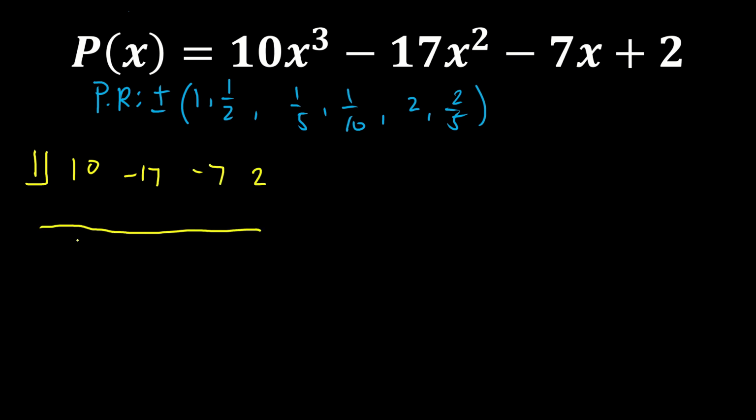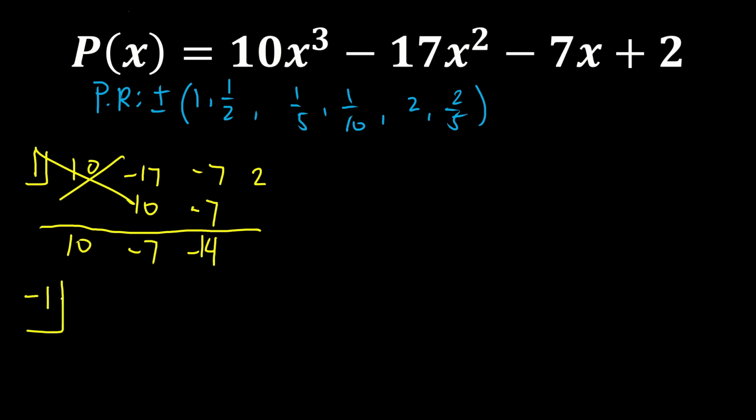So, bring down 10. 10 times 1 is 10. Negative 17 plus 10 will give you negative 7. Negative 7 times positive 1 is negative 7. Then obviously, ito ay magiging negative 14. And this will be not equal to 0. So, wag na natin ituloy. Huwag natin pahirapan yung sarili natin kasi alam naman natin hindi siya mag-0 sa dulo. So, hindi siya magiging tamang sagot. So, proceed tayo doon sa kabaliktaran.